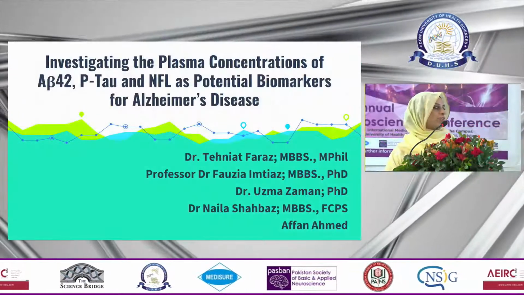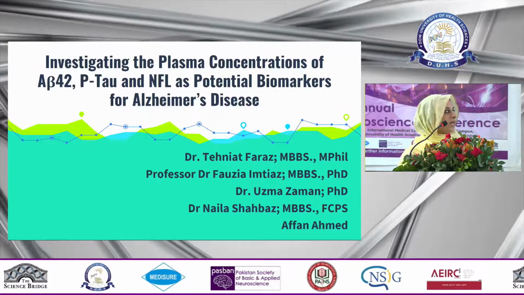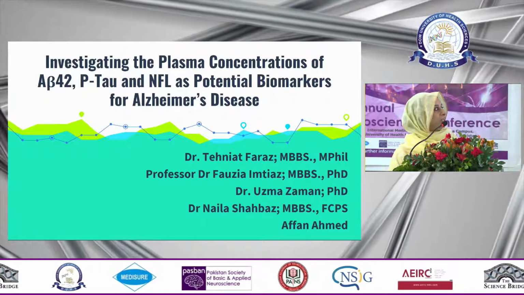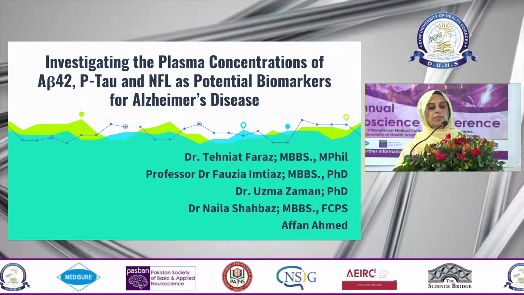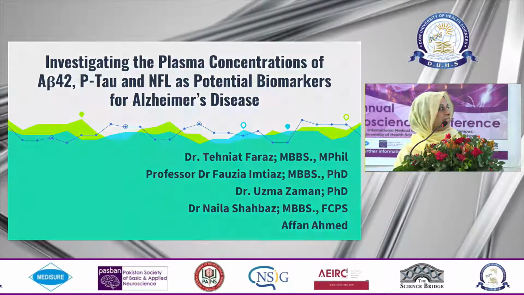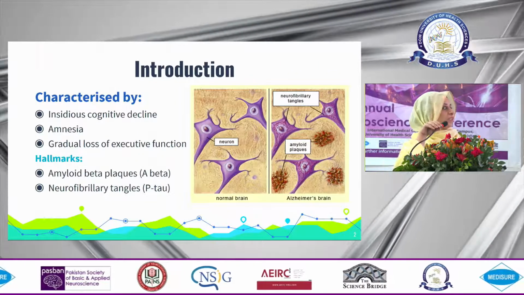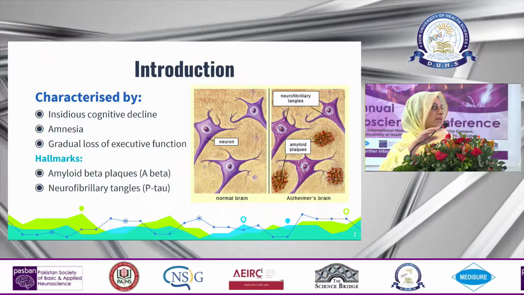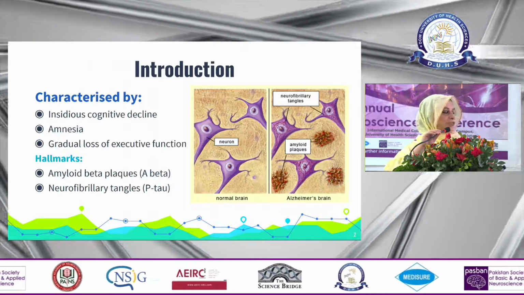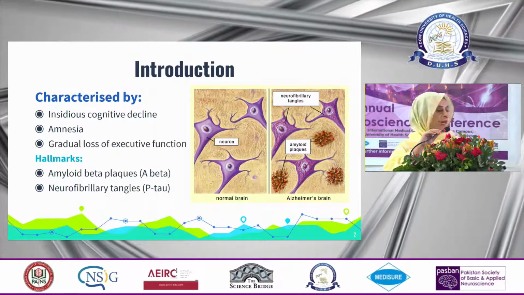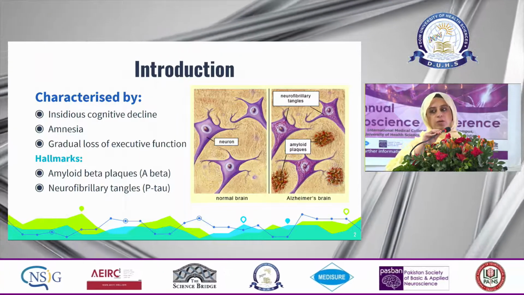Under the able guidance of Professor Dr. Fawzia Imtiaz, Dr. Uzma Zaman, and Dr. Naila Shahbaz, we investigated the plasma concentrations of A beta 42, phosphorylated tau, and neurofilament light as potential biomarkers for Alzheimer's disease. Alzheimer's disease is characterized by an insidious onset of cognitive decline, amnesia, and gradual loss of executive function, with the hallmarks of the disease being the extraneuronal deposition of amyloid beta plaques and intraneuronal deposition of neurofibrillary tangles of phosphorylated tau protein.